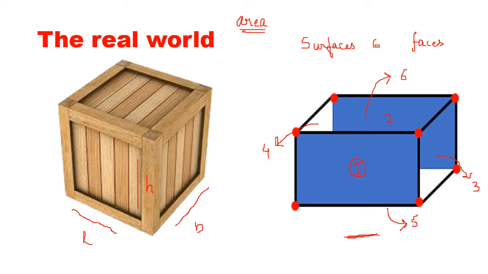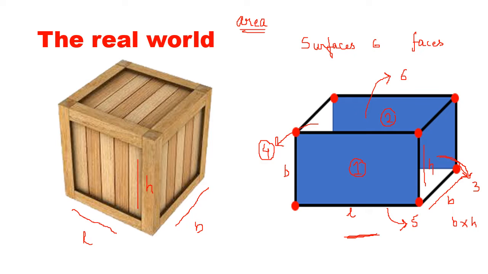How will you do that? You will multiply the length by the breadth, right? And surface 2 will also have the same area. Now the surface 3, which is on the side, has got a breadth and a height. So surface 3 can be found out by multiplying the breadth into the height. Surface 4 has got the same area.